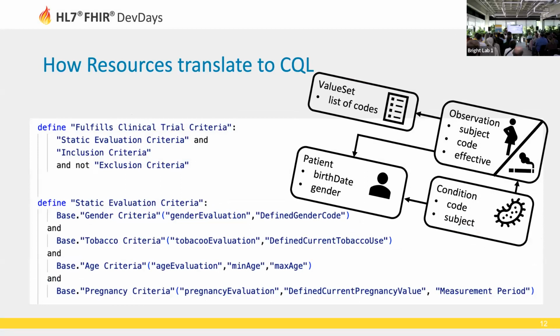Those resources then get translated into CQL, and we have actually a static component that stays the same for all clinical trials. But what's special about our application is that we can actually do a dynamic change: a dynamic CQL that adapts to the criteria that you select.